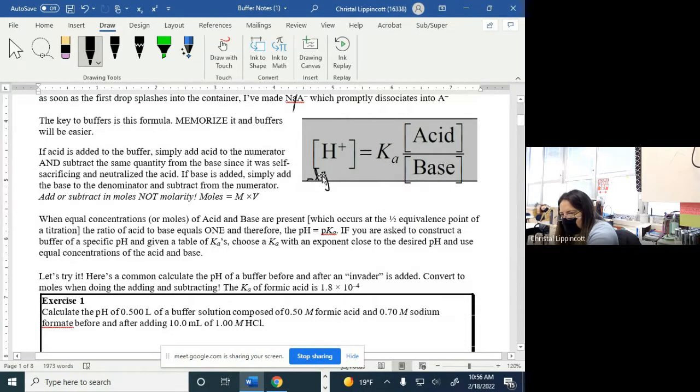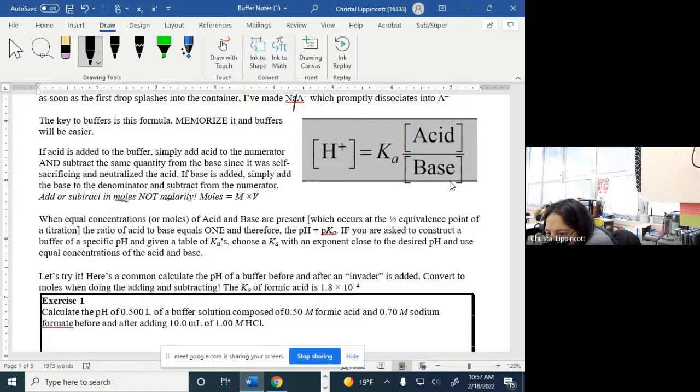So is that Ka multiplied by acid over base? Yep, the ratio. Okay. So if an acid is added to a buffer, simply add the acid to the numerator and subtract the same quantity from here. But you have to subtract in moles, not in molarity. So you've got to convert these to moles first and then go back to molarity. I'll take you through it. Just trust me.